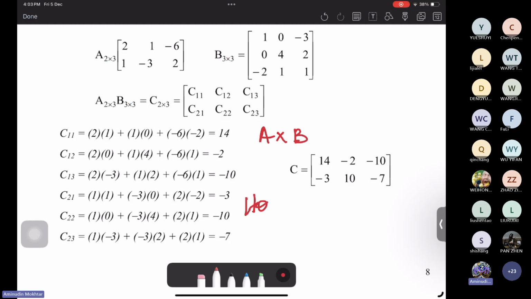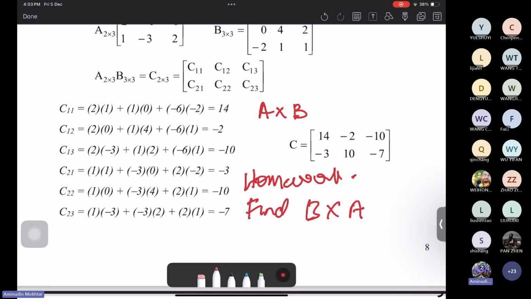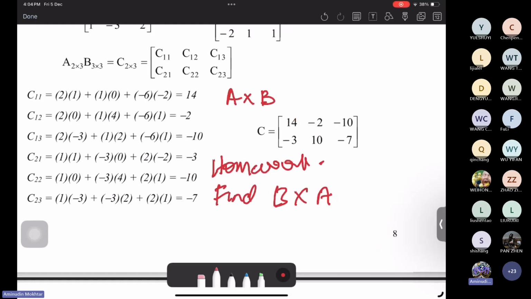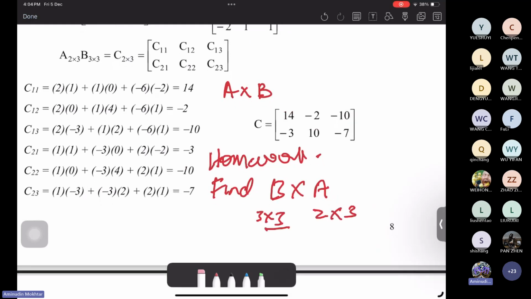Let's say the homework is to find or calculate B times A. What is B? B is a 3 times 3 matrix. A is a 3 times 2 matrix. The number of rows for the first matrix is 3. We have 3 times 3 and 2 times 3 for matrix A. Matrix A is 2 times 3. Try to find the matrix B times A.